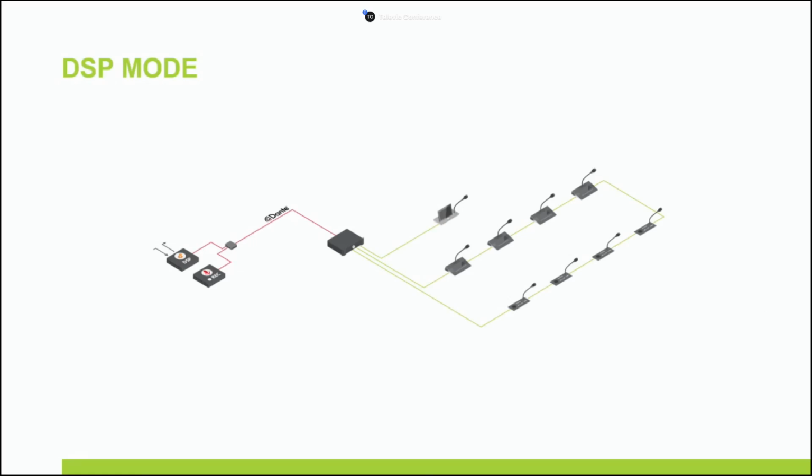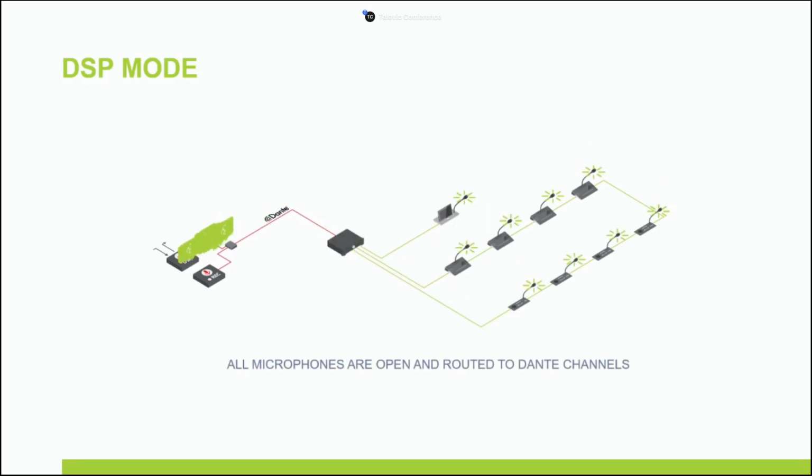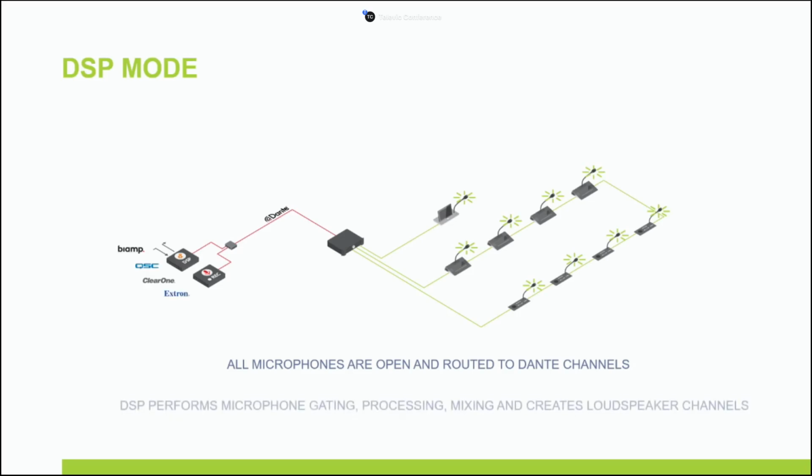A second thing that we've added is DSP mode. In order to have the capability to integrate with DSP designs, we have created a specific mode where the microphones are all active, and those are dynamically routed on fixed Dante channels. So each seat has its own assigned Dante channel. Via Dante, you can bring that to your DSP.